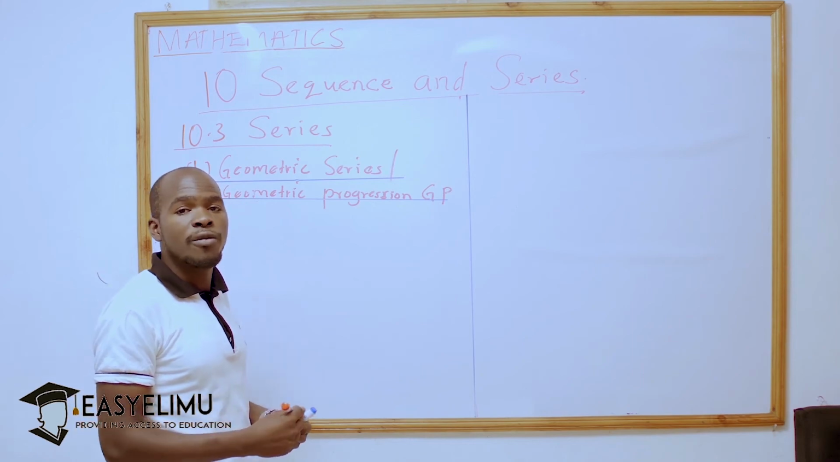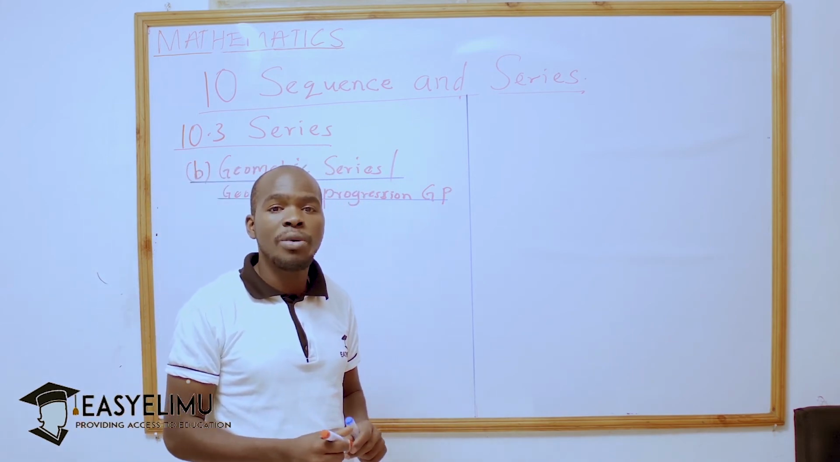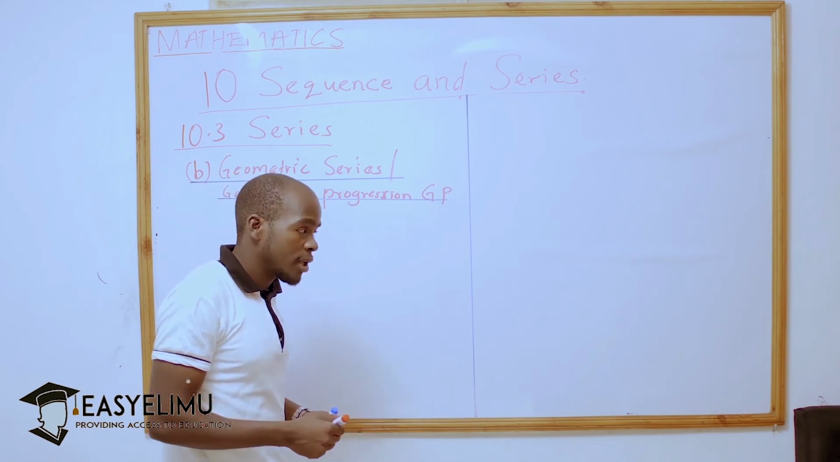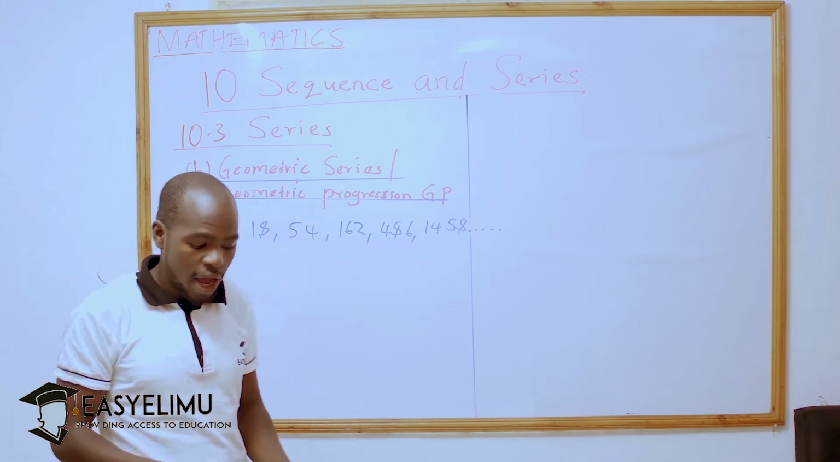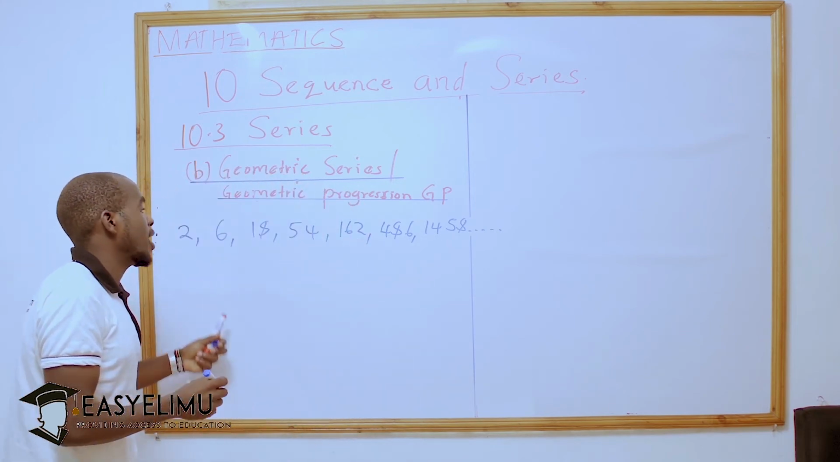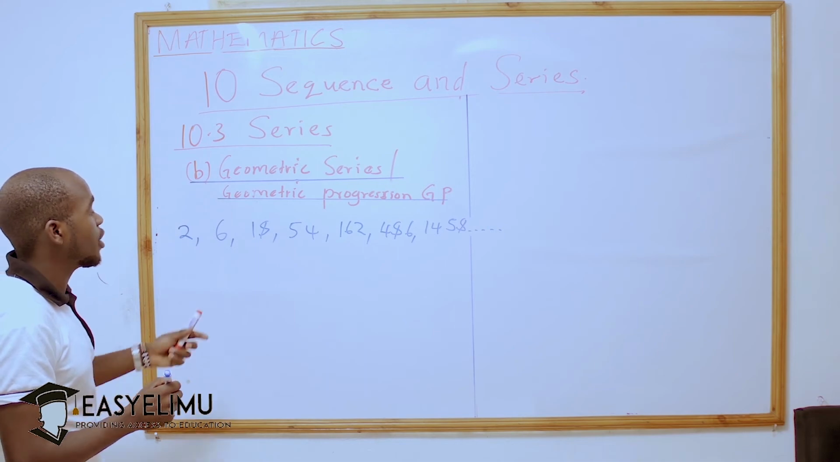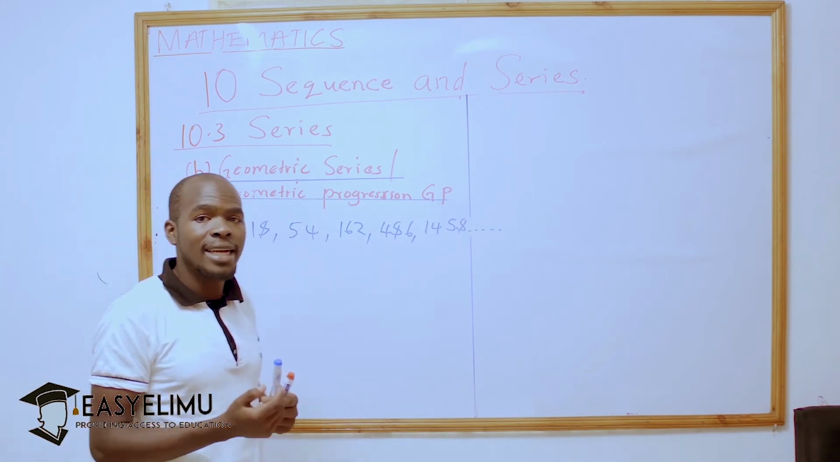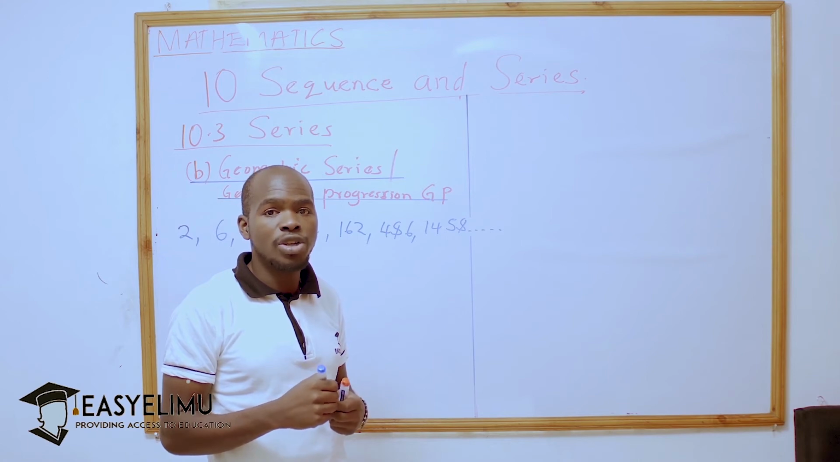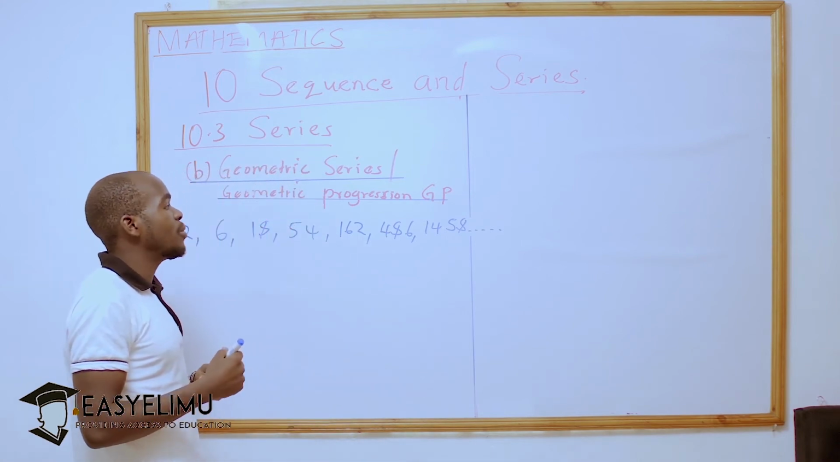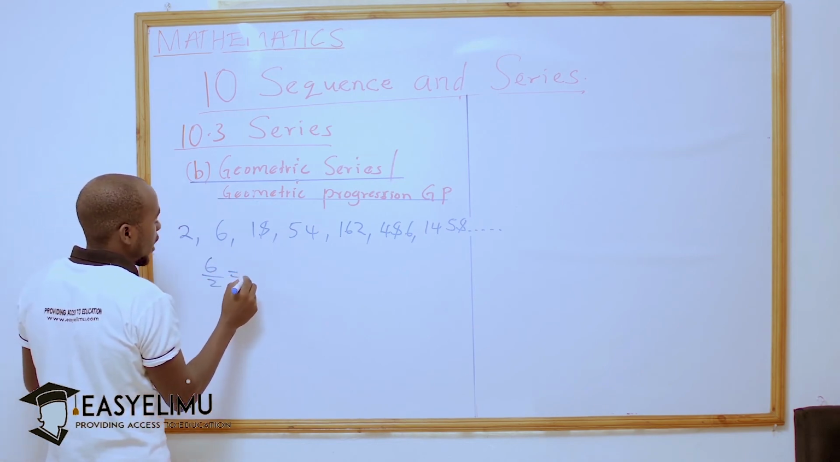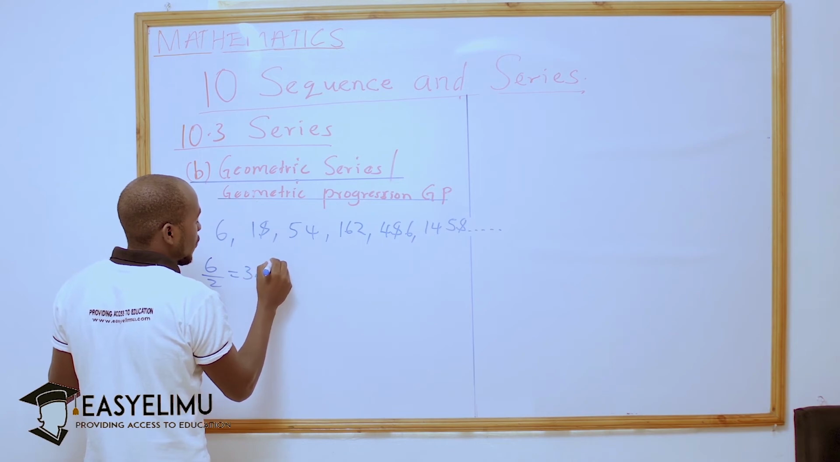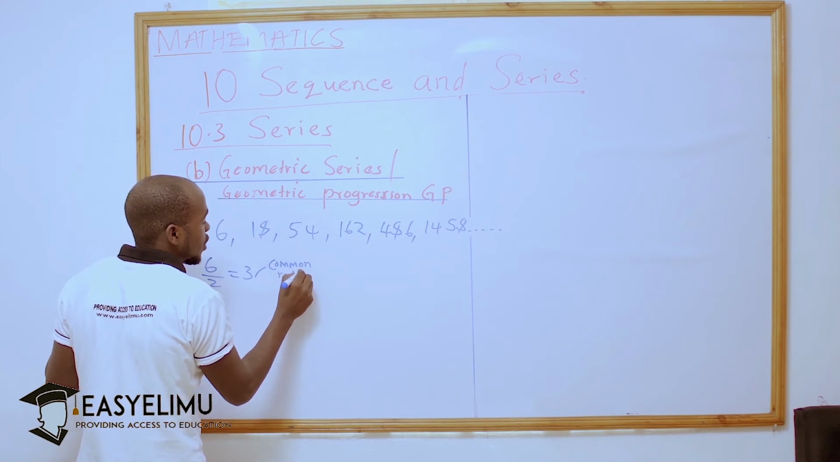We shall consider one of the sequences in geometry, that is a geometric sequence of 2, 6, 18 and so on. So you will find that for a sequence like this, we may generate a series from that sequence. This one will be called a geometric sequence because if you take 6 over 2, you will find it's equal to 3, and this is what we refer to as the common ratio, because it's common throughout the sequence.